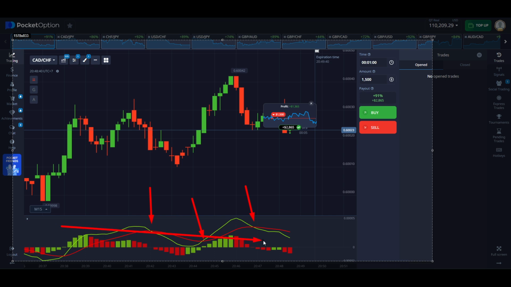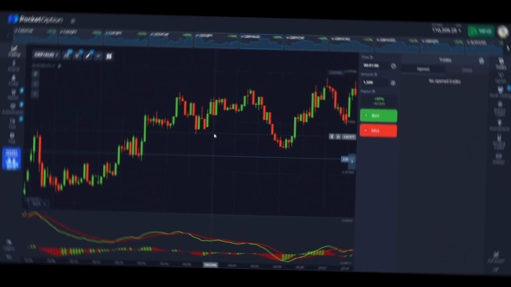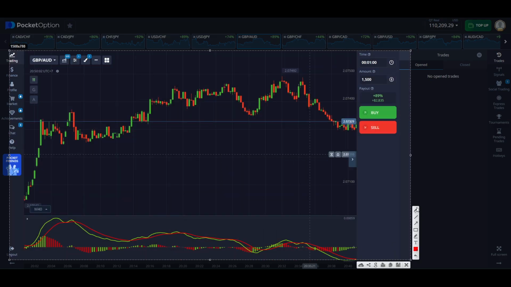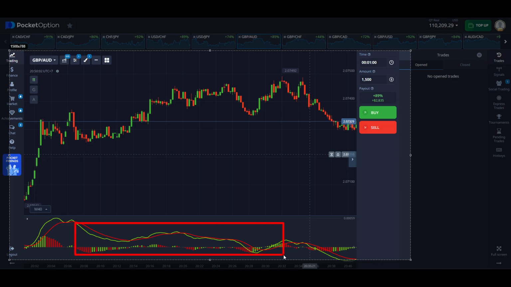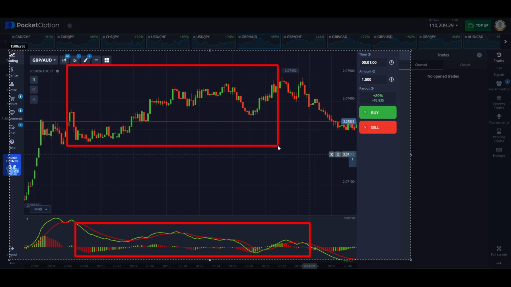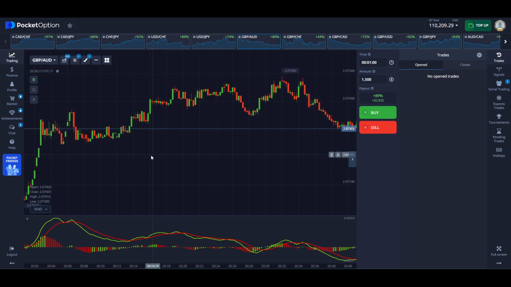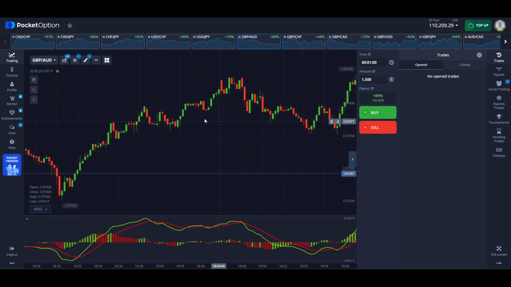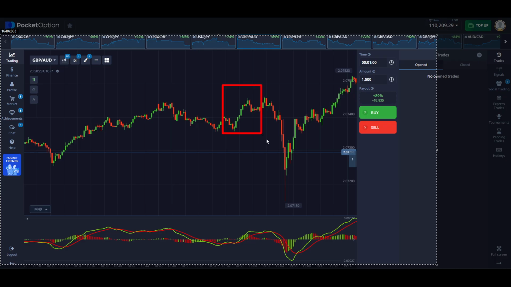Now let's talk about the histogram. Why do we even need it? We can observe the following situation when the histogram stays in one place. This means that the movement isn't very active. So we can see this in this particular period where the histogram is flat, and accordingly the price movement is also not active. But if we look at the histogram a bit further, where there was more active movement, we can see certain patterns. When there is active movement, the histogram also moves actively.